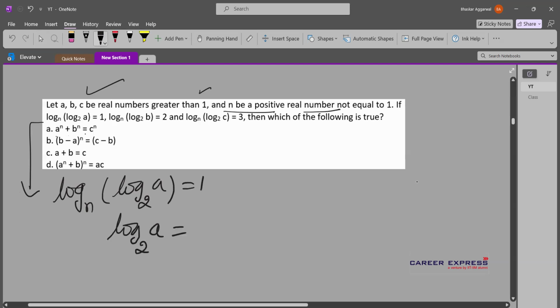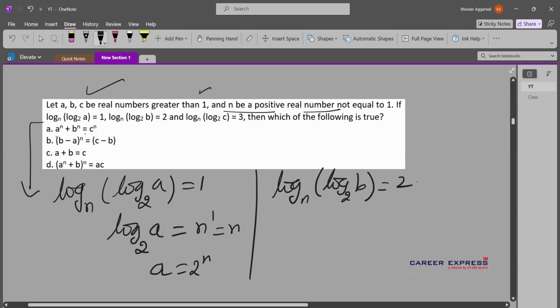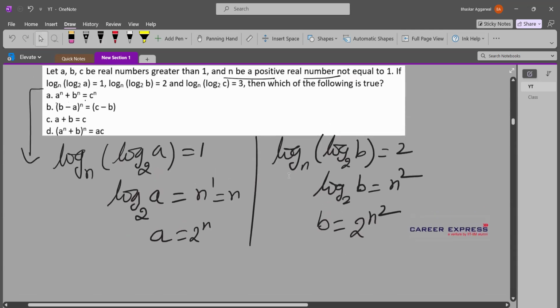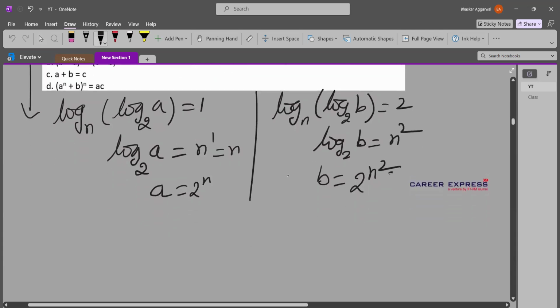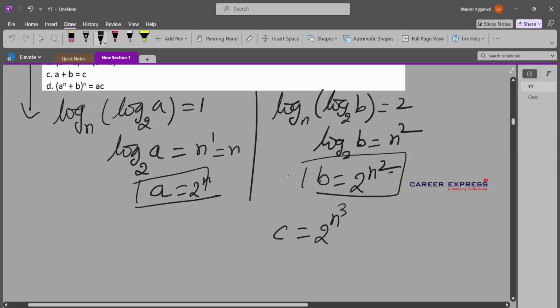So log base 2 of a will be equal to n raised to 1, which is n, and a is 2 raised to n. Similarly, log base n of log base 2 of b is equal to 2. So log base 2 of b is n raised to 2, and hence b is 2 raised to n square. And similarly, we can write for c, which is almost the same except this 3. So in place of this 2, we will have 3. So c is 2 raised to n cube. So these are the values of a, b, and c.